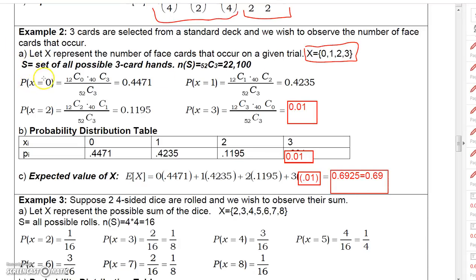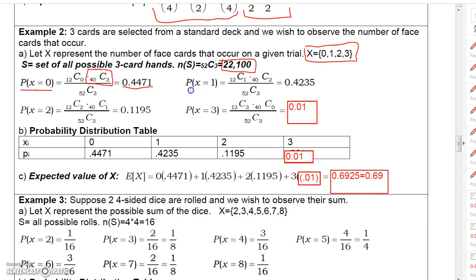Well, remember, the probability of getting these results has to be out of the total number of 3-card hands, which is 22,100. So now let's talk about the probability of getting no face cards. Well, the probability of getting no face cards would mean that I choose all 3 cards from the 40 non-face cards. So the probability of that happening would be 40 choose 3 over 52 choose 3, which is 0.4471.